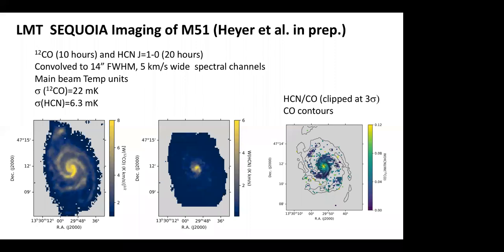Next slide. And this is a more recent 50-meter diameter LMT result using the Sequoia instrument, which is a spectral imager. As a demonstration science, we observed M51, which everybody knows what it should look like. So the picture on the far left is a CO 1 to 0 map at about 14 arcsecond resolution. It took us only about an hour to produce this map of molecular gas in M51.